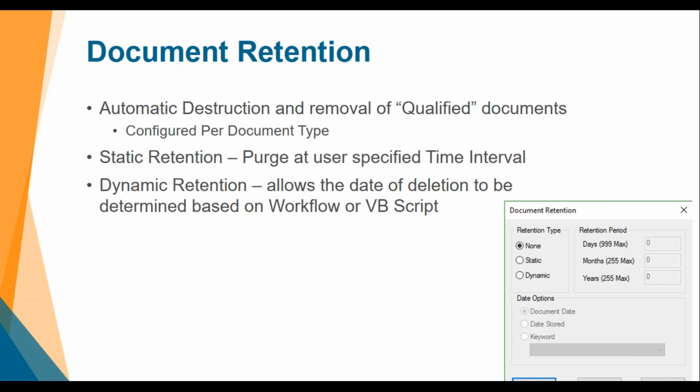So your options are you can automatically destruct or remove the qualified documents. There is static and dynamic retention. So static will purge in specified time intervals. So you would tell them what the intervals are, like 7 years, for example, and then it would delete them. The dynamic retention allows a date to be determined, so you can do a lot more with the dynamic if you want it based off maybe a keyword or something to that effect.